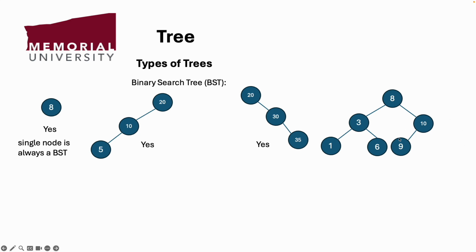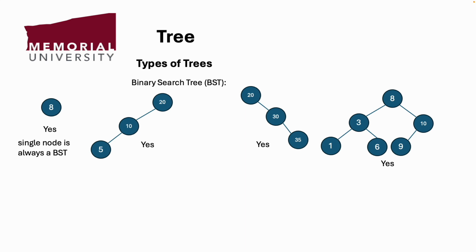Let's look at the right child. On the right, they have node 10, which is greater than 8, and node 9 is the left child of node 10, which is less than 10. They don't have a right child. So node 9 and node 10 are both greater than node 8. On the right subtree, all the nodes are greater than the root value. So this tree is a binary search tree.